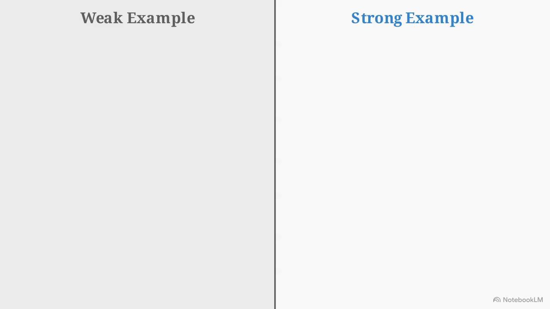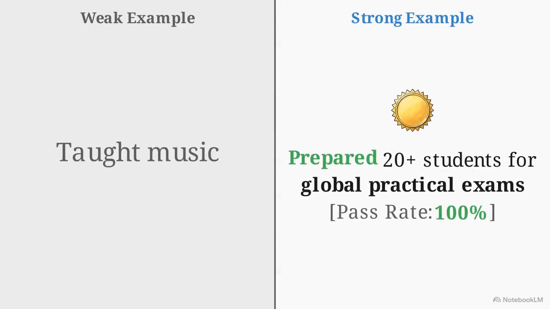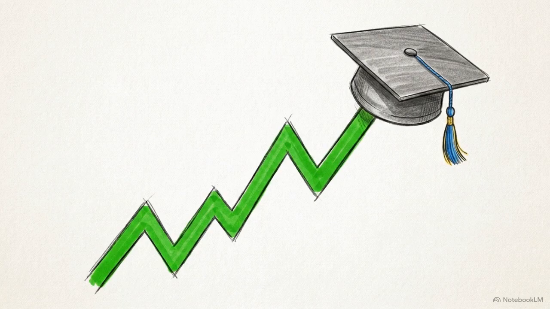Instead of "taught math," write "mentored 15+ students through DP extended essays, achieving an average score of 6 out of 7." Or replace a generic music instruction duty with "prepared a 20-student cohort for global practical exams, achieving a 100% pass rate." Applying real figures to your job description provides a mathematical track record of student success.